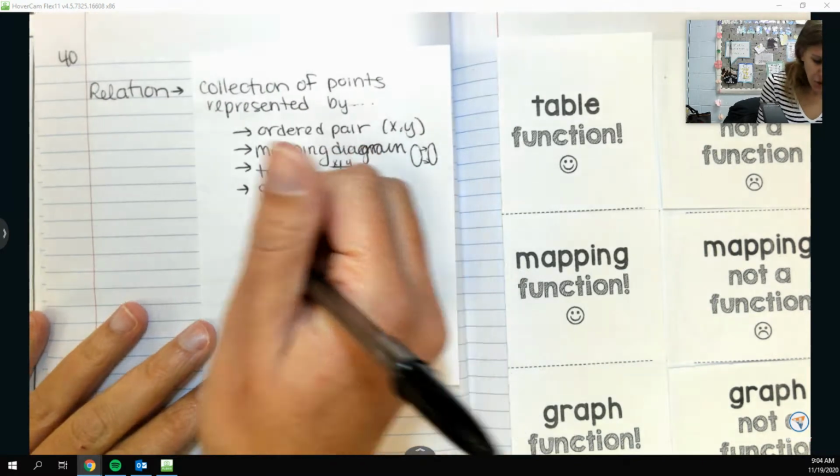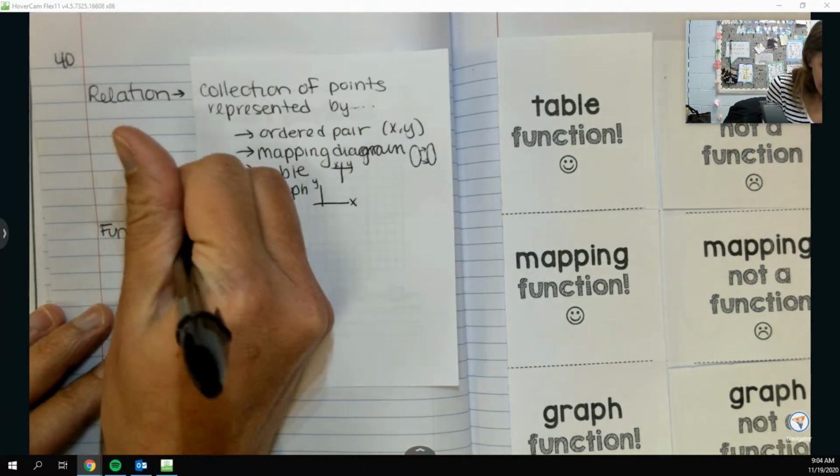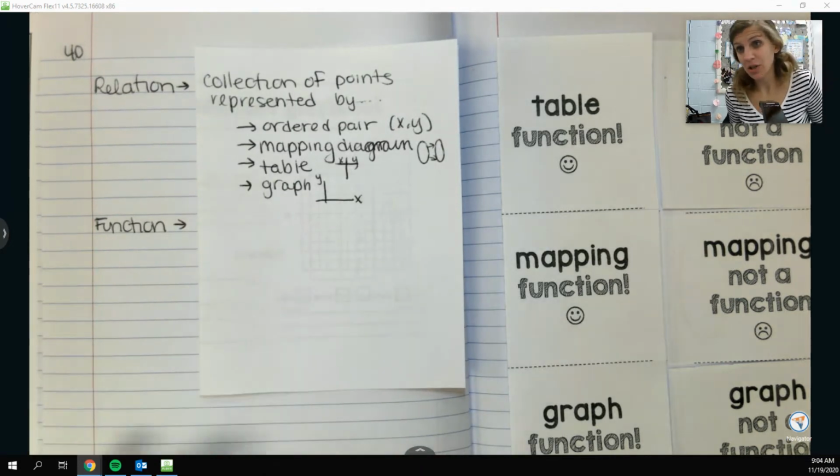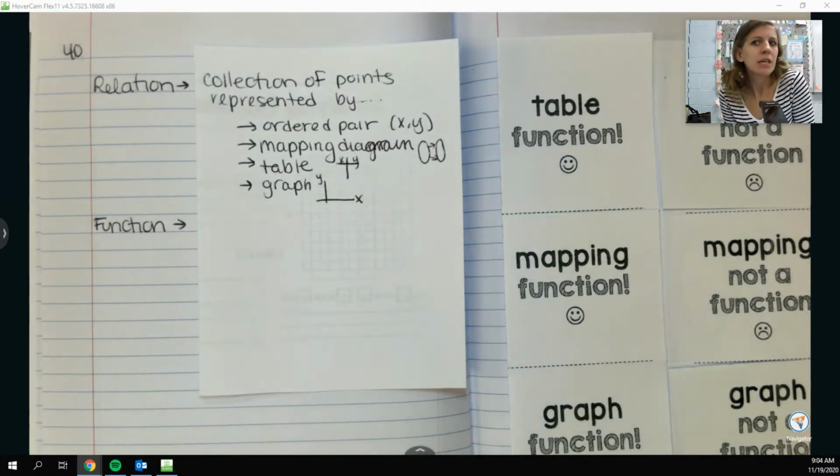Now, a function is really a better relationship. So you might have a relationship with someone, but it's not very functional. Like it's toxic, right? We don't want that.